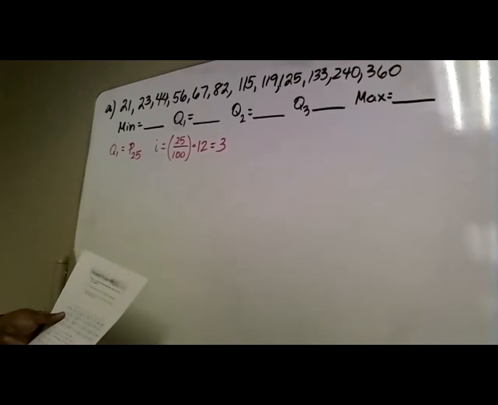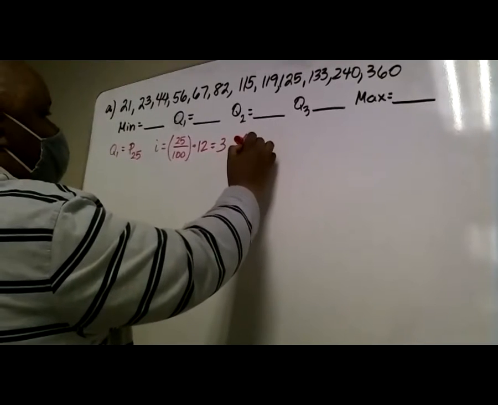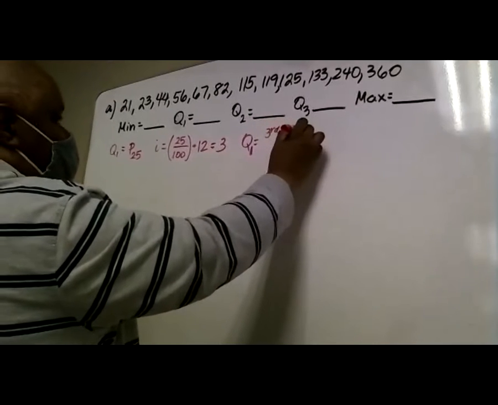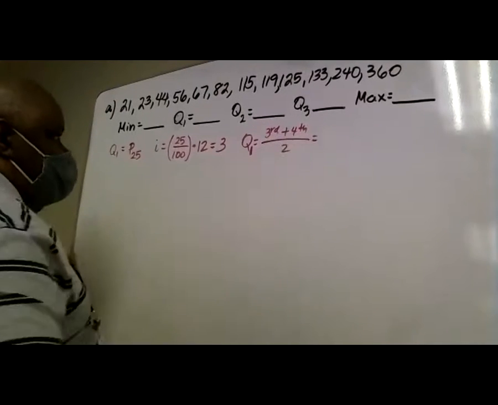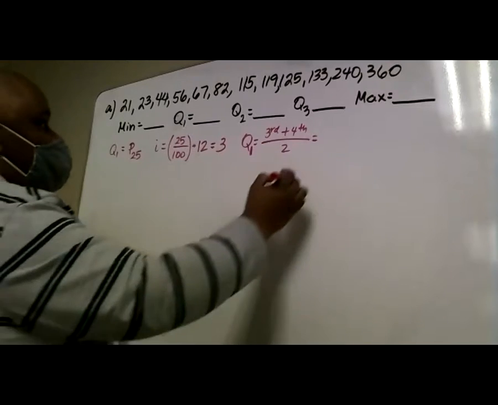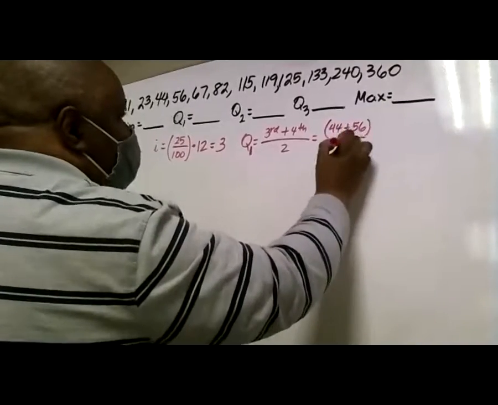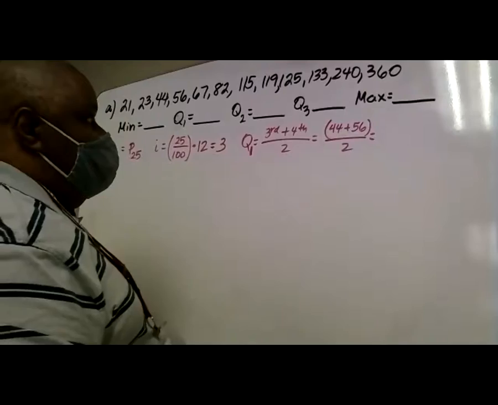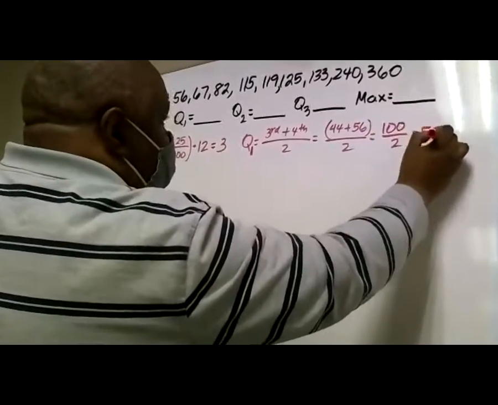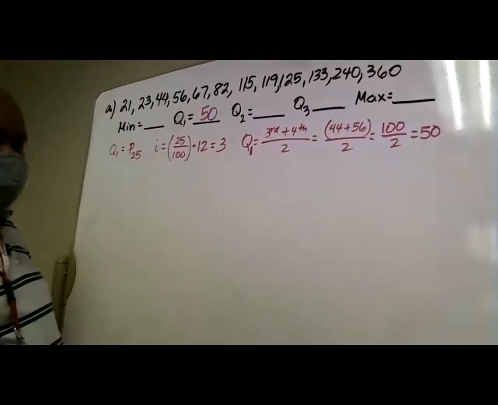So in other words, for Q1 I need to find the third and the fourth number, and divide by 2. What's the third number? 44. And what's the fourth number? 56. We're going to divide that by 2. So that means this is 100 divided by 2, which is 50. So 50 represents the first quartile.